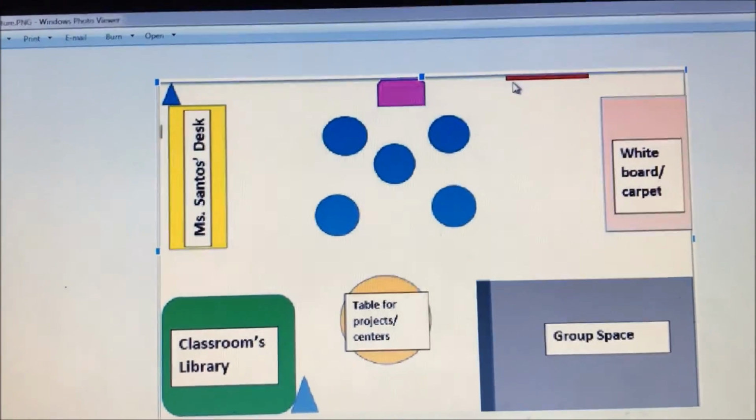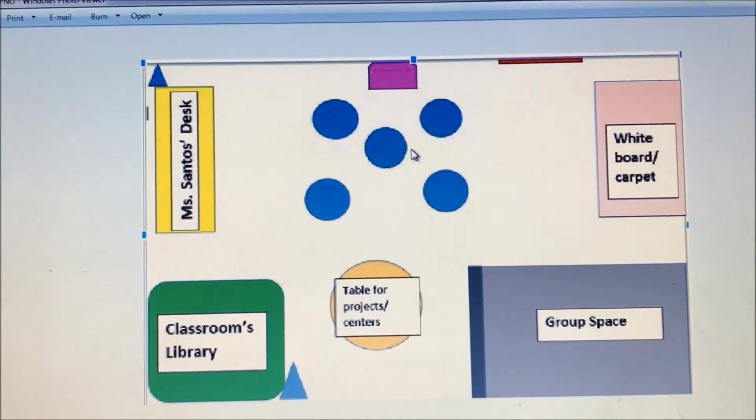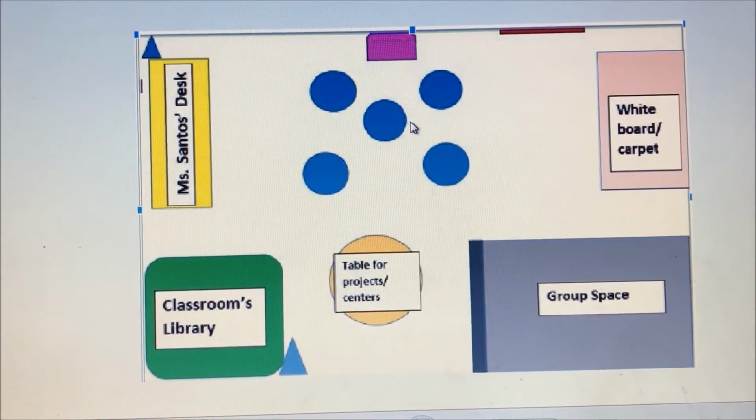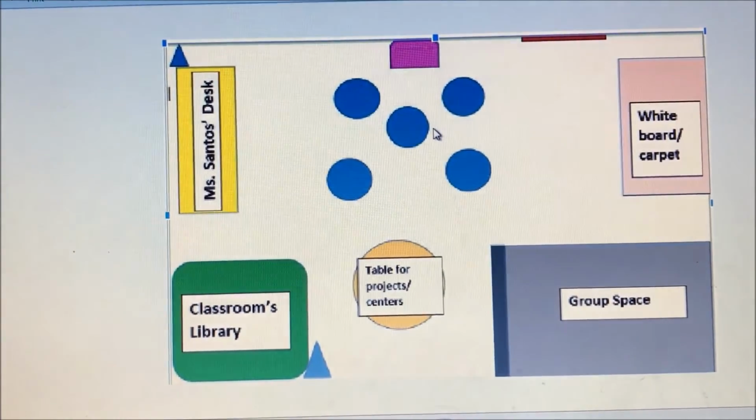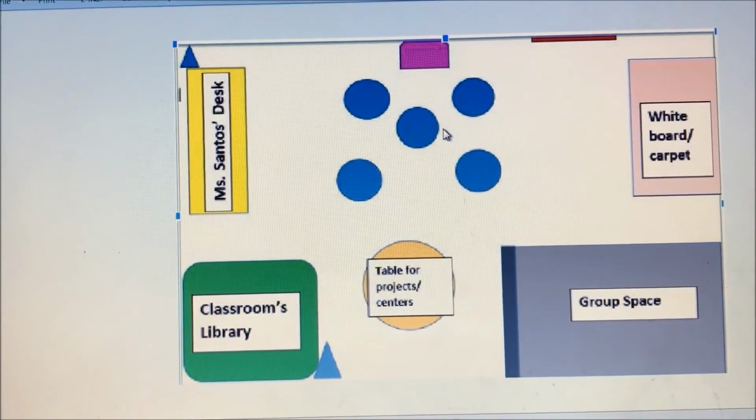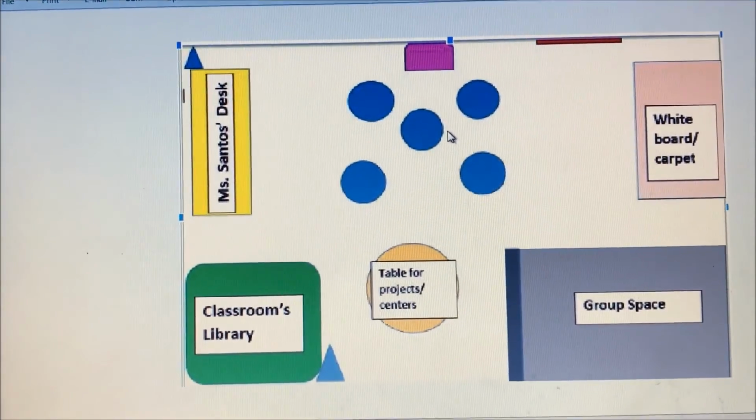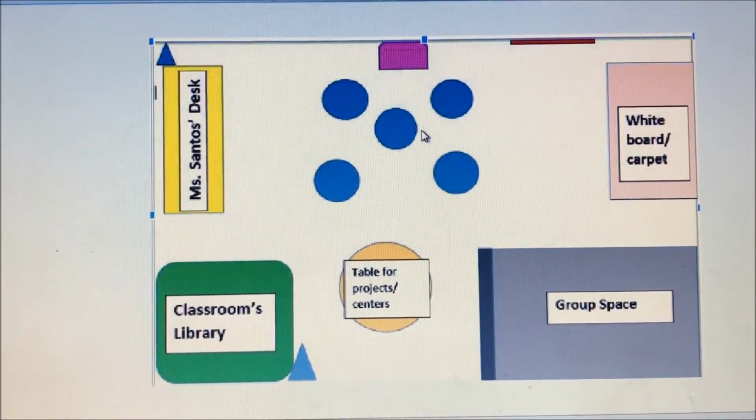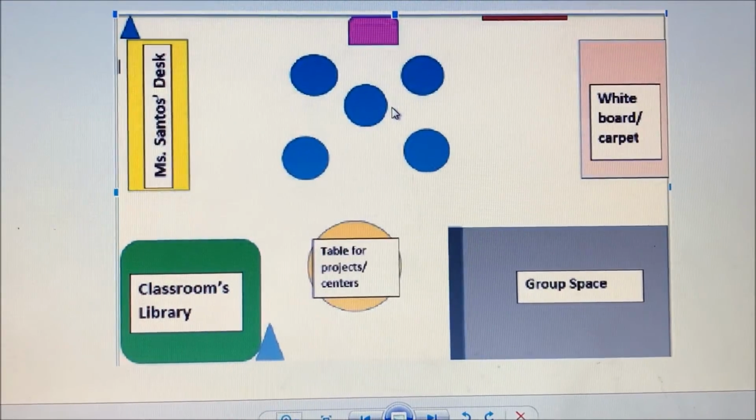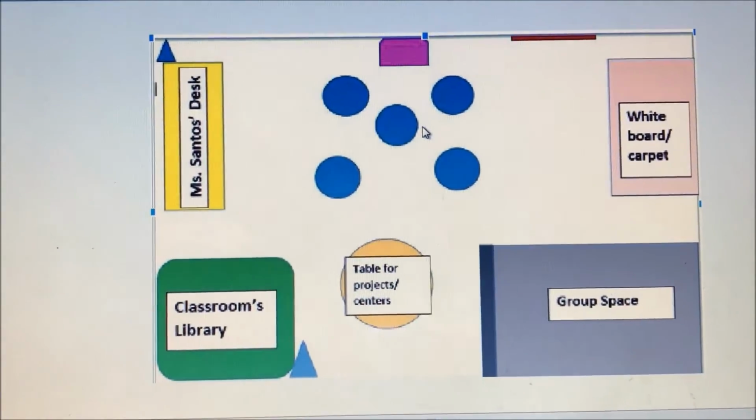So the blue circles right here, those represent the tables. My students will be seated not according to their abilities. I will not separate them based on what they can or can't do. I would integrate each and every one of them into a group so the students that have grasped the concepts can help the other students that still need a little bit of help, and vice versa.